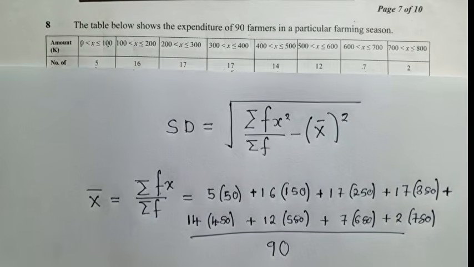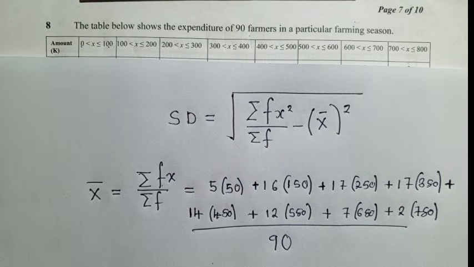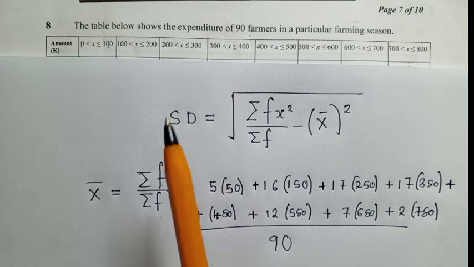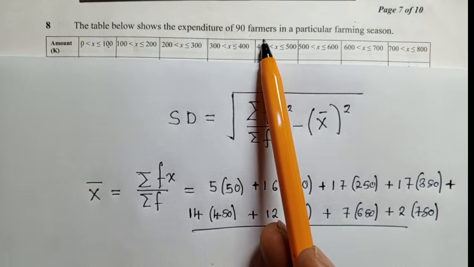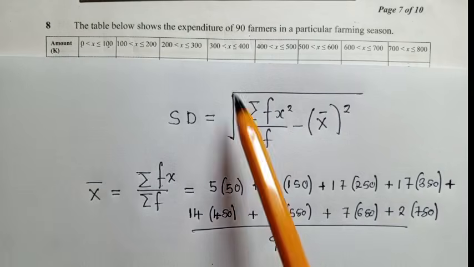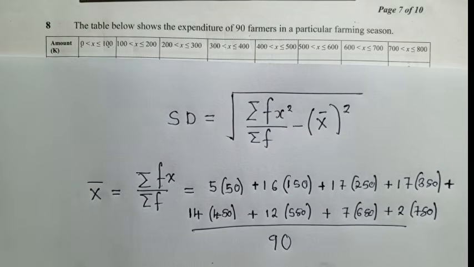You get a 90. Okay? Of which, if we don't want to add, we can just see the statement in the question. They have said there are 90 farmers here. How many are they? They are 90. So we can just get that 90 and write it down.